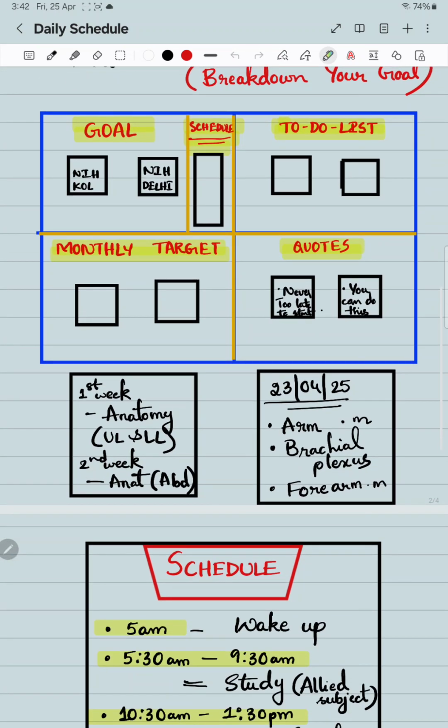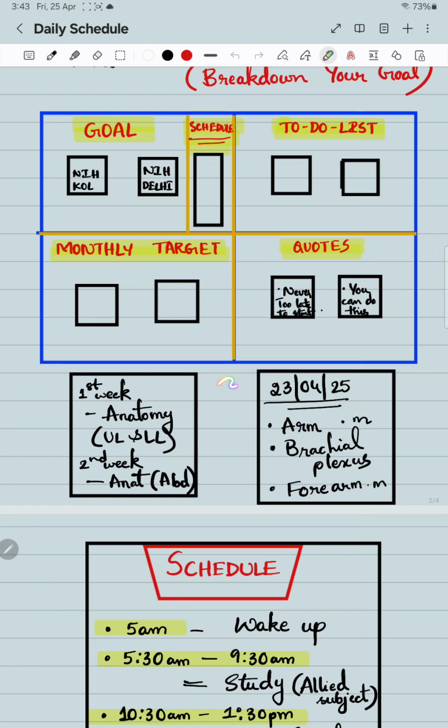What does a monthly target include? A month has 4 weeks, so in 4 weeks, what are the topics in general you are going to cover? I'm going to give a brief example for monthly target and to-do list.